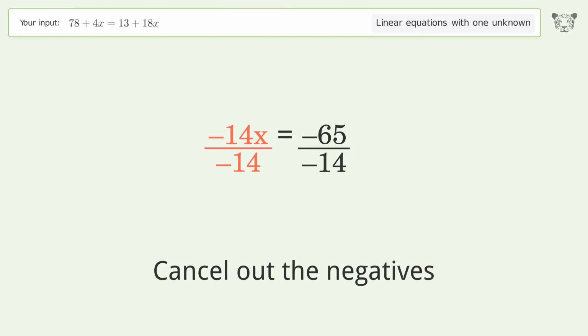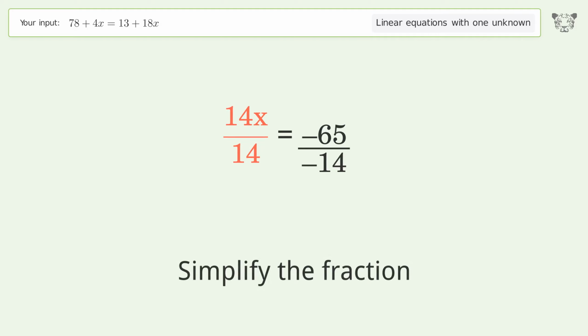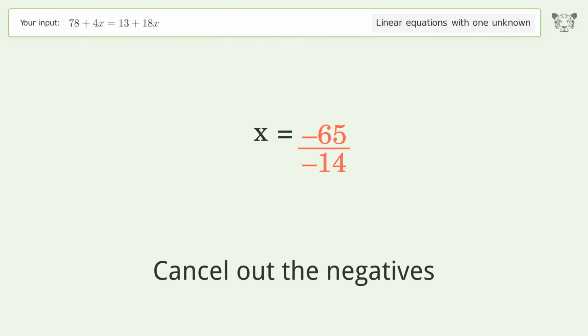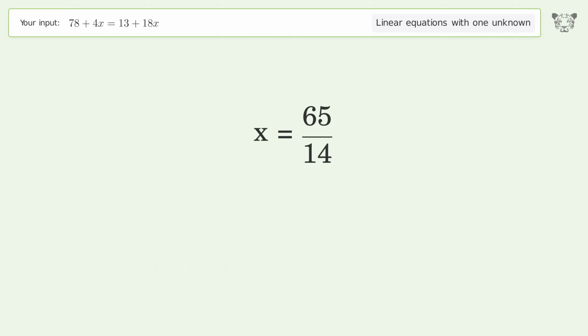Cancel out the negatives. Simplify the fraction. Cancel out the negatives. And so the final result is x equals 65/14.